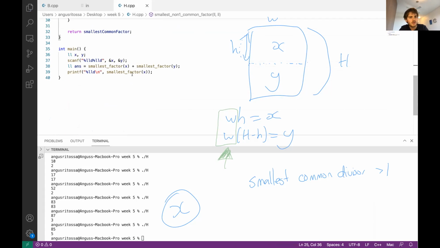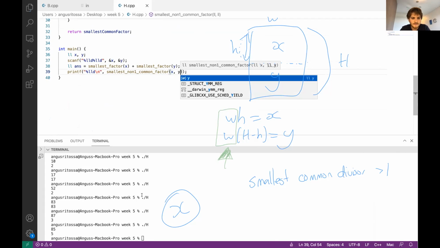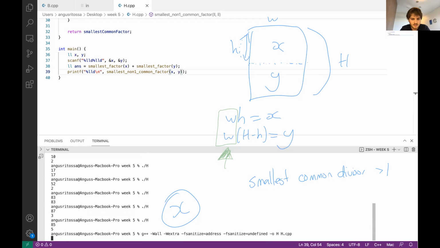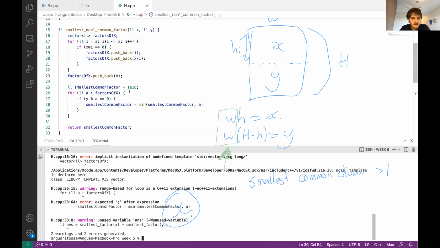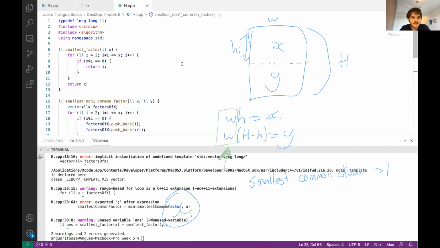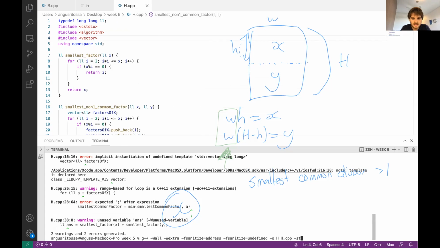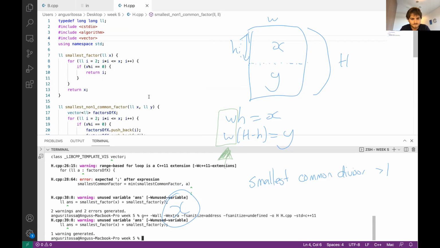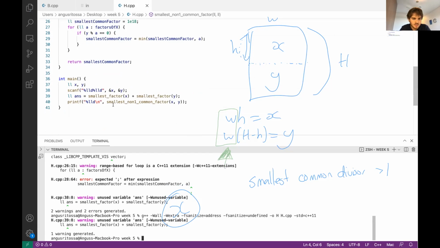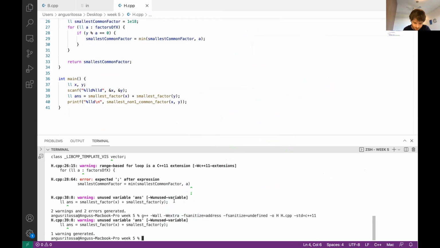So for now, let's just print out the smallest common factor of X and Y and check it works. So we compile our code again. Here, we have to include vector, and let's also compile with C++11. Unused variable answer, don't worry about that too much. Let's clear our screen and run our code.